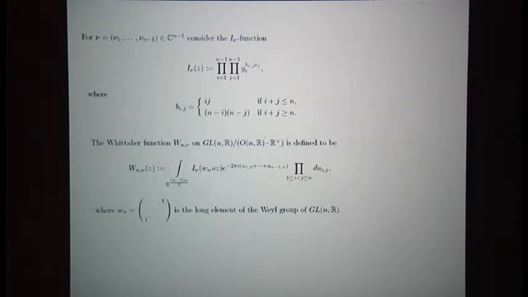So then we have to introduce the Jacquet-Whittaker function. The Jacquet-Whittaker function is defined by the integral of this I function, the power function, and we integrate over the Euclidean space, against an additive character. So this was studied by Jacquet. On GL2, this is just the K-Bessel function. On GLN, that's the generalization.